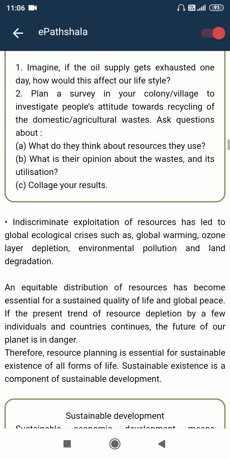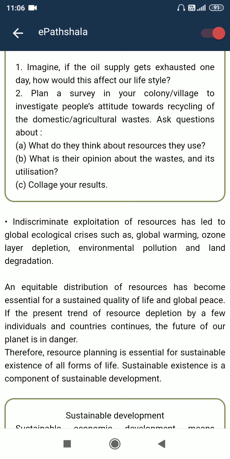Activity: imagine if the oil supply gets exhausted one day, how would this affect our lifestyle? Plan a survey in your colony or village to investigate people's attitude towards recycling the domestic agricultural waste. Ask questions about what they think about the resources they use. What is their opinion about the waste and its utilization? Collate your results.